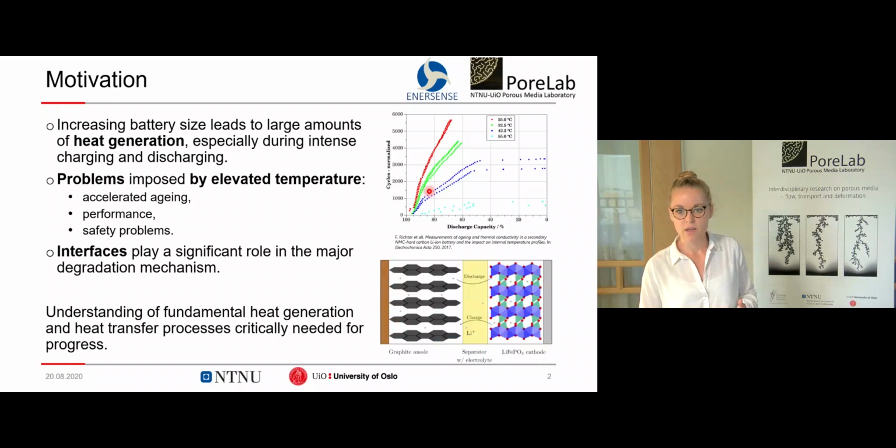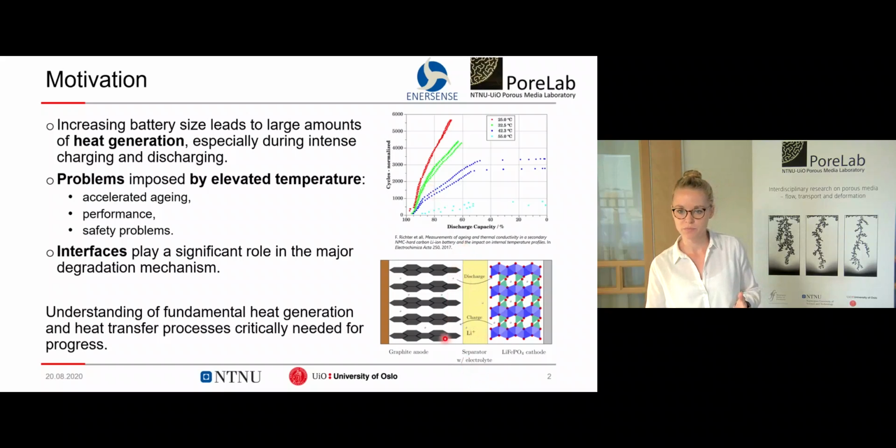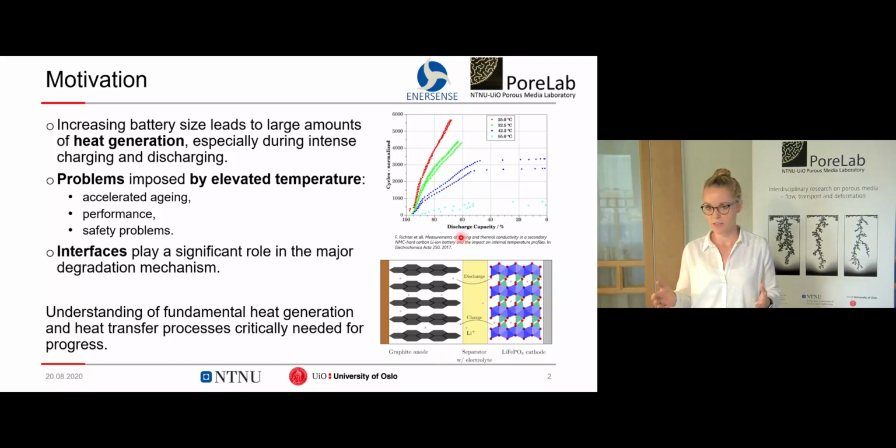We know that interfaces play a significant role in some of the major degradation mechanisms in lithium-ion batteries. One of them is unstable and growing solid electrolyte interface, also called SEI layer. So SEI is a layer on the anode material which is needed to prevent the electrolyte from degrading. But when this solid electrolyte interface becomes unstable, which can happen at high temperature, the electrolyte is further degraded. So understanding the heat generation and heat transfer processes in a lithium-ion battery are critically needed for progress.